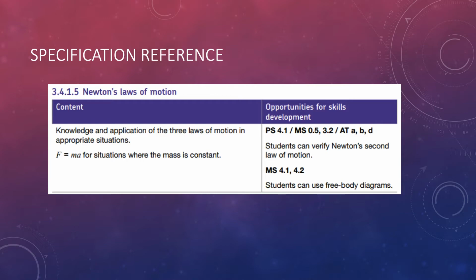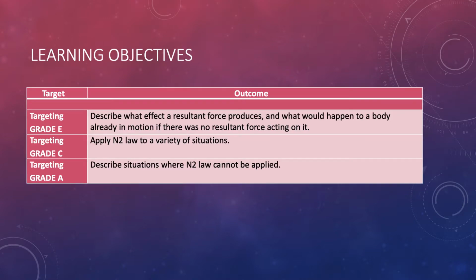We're trying to think, here is our spec reference, Newton's laws of motion. You need to know and apply the 3 laws of motion in appropriate situations. Well, that's broad, isn't it? And be able to apply F equals ma for situations where the mass is constant. So how does that slot down for this lesson? We're going to think about what effect a resultant force produces, what would happen to a body already in motion if there was no resultant force. We're going to look at Newton's second law in a variety of situations, but also think about where we cannot apply Newton's second law.